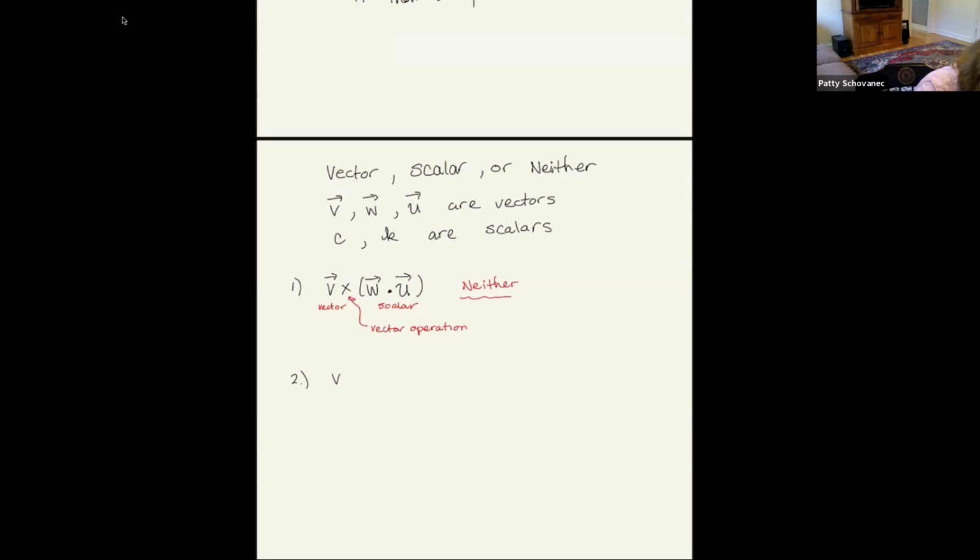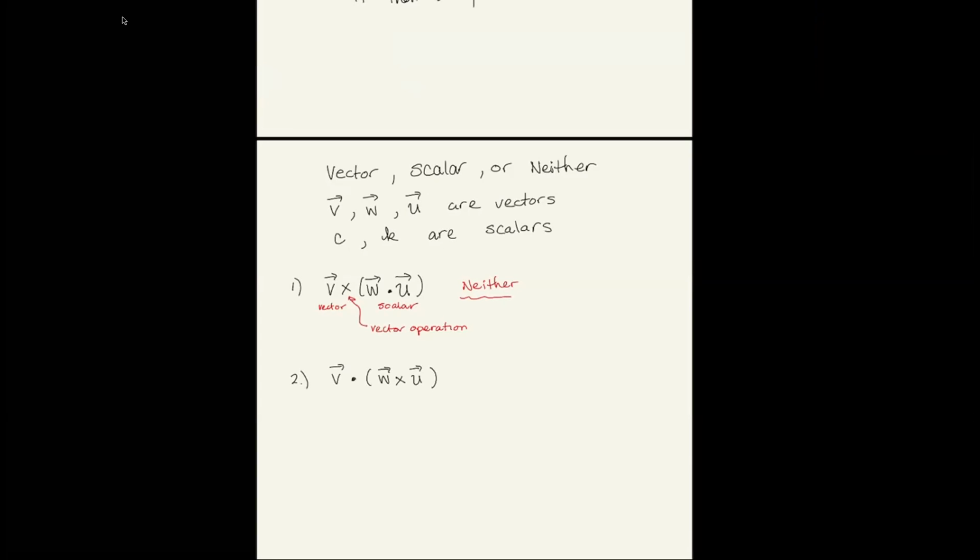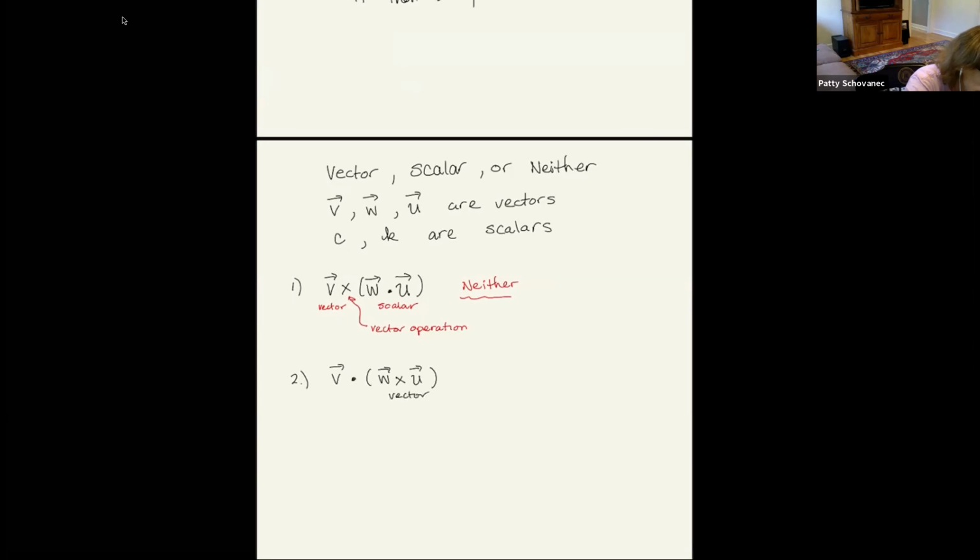Okay, how about if I put V dot W cross U? Swap places with the dot and the cross. That'll be a scalar because W cross U is a vector, and the dot product between two vectors is a scalar. Good. All right, how about V cross W cross U?